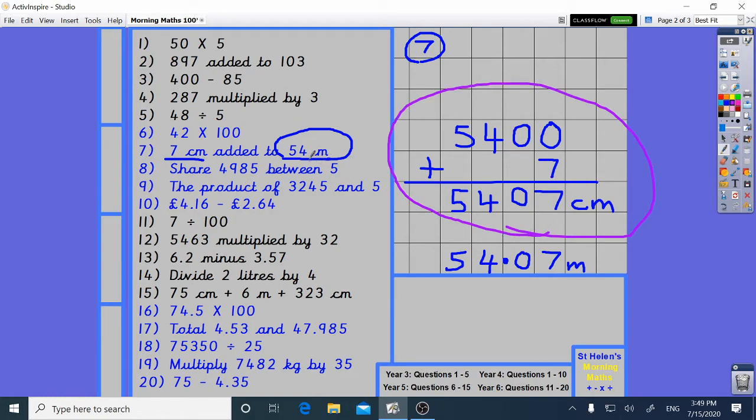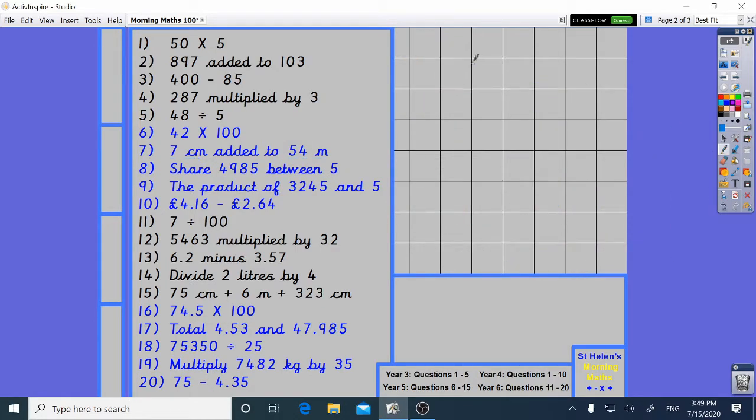But did I trick you? Did you do 7 plus 54 is 61? Because if you did, that's not right. It's 5,407 centimetres. On to question 8. Share, that's divide. Or how many 5s in 4,985?